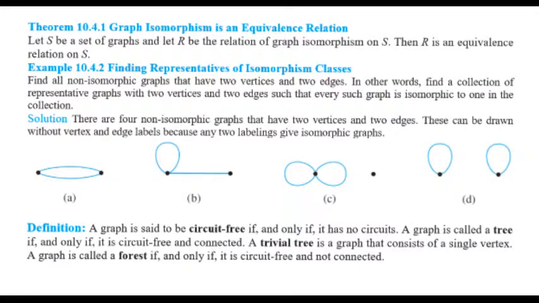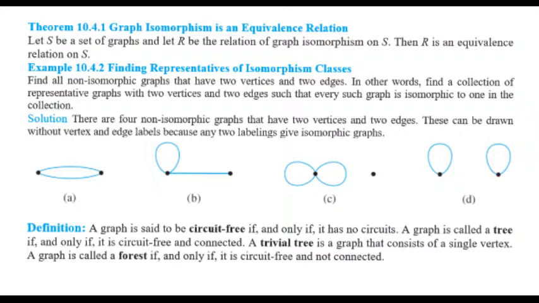Okay, so here we see a very interesting theorem 10.4.1, which is about graph isomorphism. It basically says if S is the set of all graphs, and R is the relation of graph isomorphism defined on set S, then R is an equivalence relation on set S. So basically, this theorem claims that graph isomorphism is an equivalence relation.